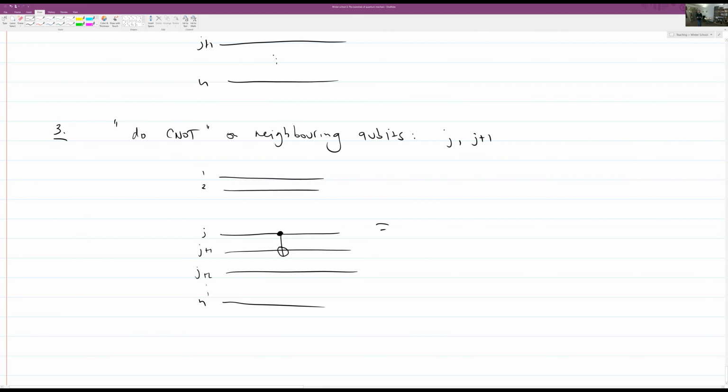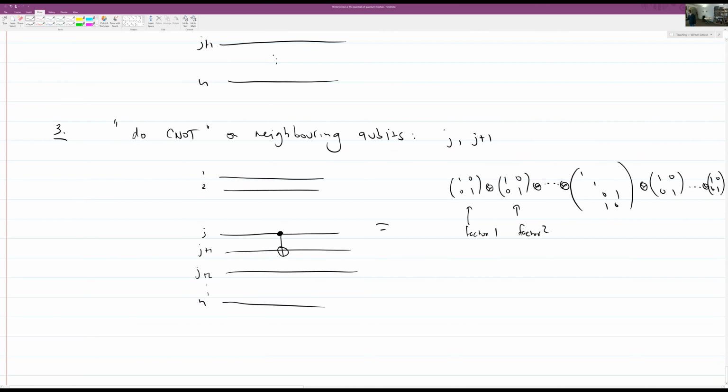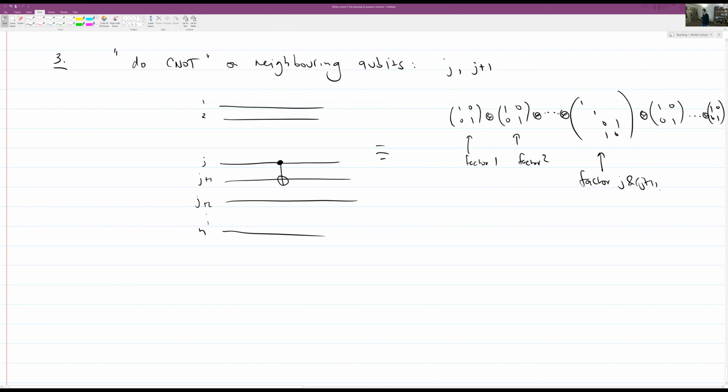What's the unitary matrix that represents doing C naught on neighboring qubits? Well, I'm hoping you're starting to spot the pattern by now. It's 1, 0, 0, 1 tensor 1, 0, 0, 1 tensor dot dot dot all the way up to, and then you have the C naught gate, which is a unitary operator, which is a 4 by 4 matrix. And this is on factor 1, factor 2, and then this is on factor j and j plus 1, qubits j and j plus 1. So the unitary, which represents doing C naught on neighboring qubits, j and j plus 1, is given by this big, big matrix here. I won't attempt to write it down. I mean, you just quickly learn not to do that because it's too spatially demanding.